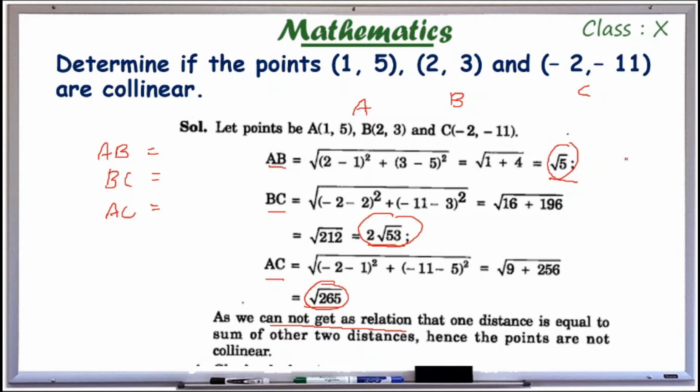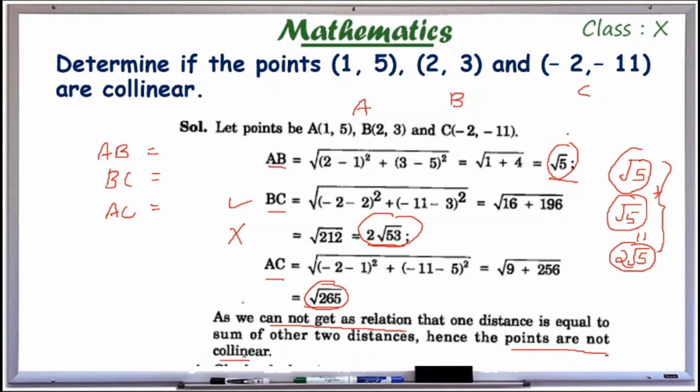Suppose it is root 5 and 2 root 5, then 2 root 5 is equal to the sum of root 5 and root 5. These three are in a straight line. But in our problem, it is not in a straight line because we cannot find a relation between them. The relation is that one distance is equal to the sum of the other two distances. So we can say that the points are not collinear.